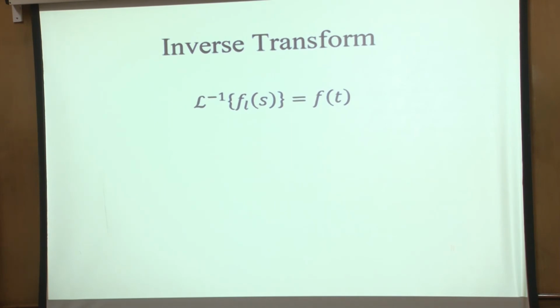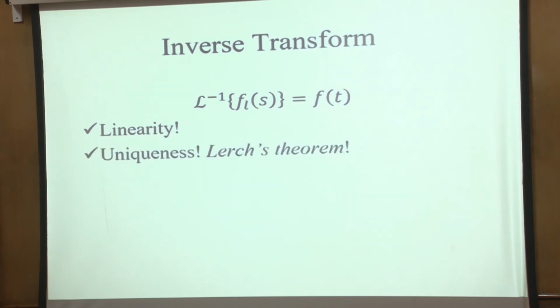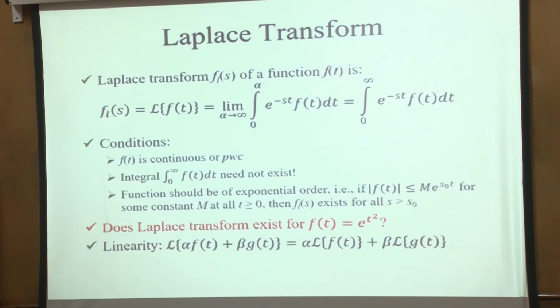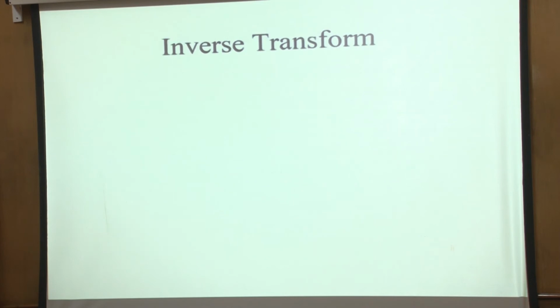It has to be a one-to-one mapping, okay? But it's not so because of the definition itself. Linearity, of course, because transform is linear, inverse is also linear. But is it unique? There is something called Lerch's theorem. Anybody familiar with that? Is it unique? Let's go back to the definition. Everybody remembers that? Okay. Is this inverse transform unique?